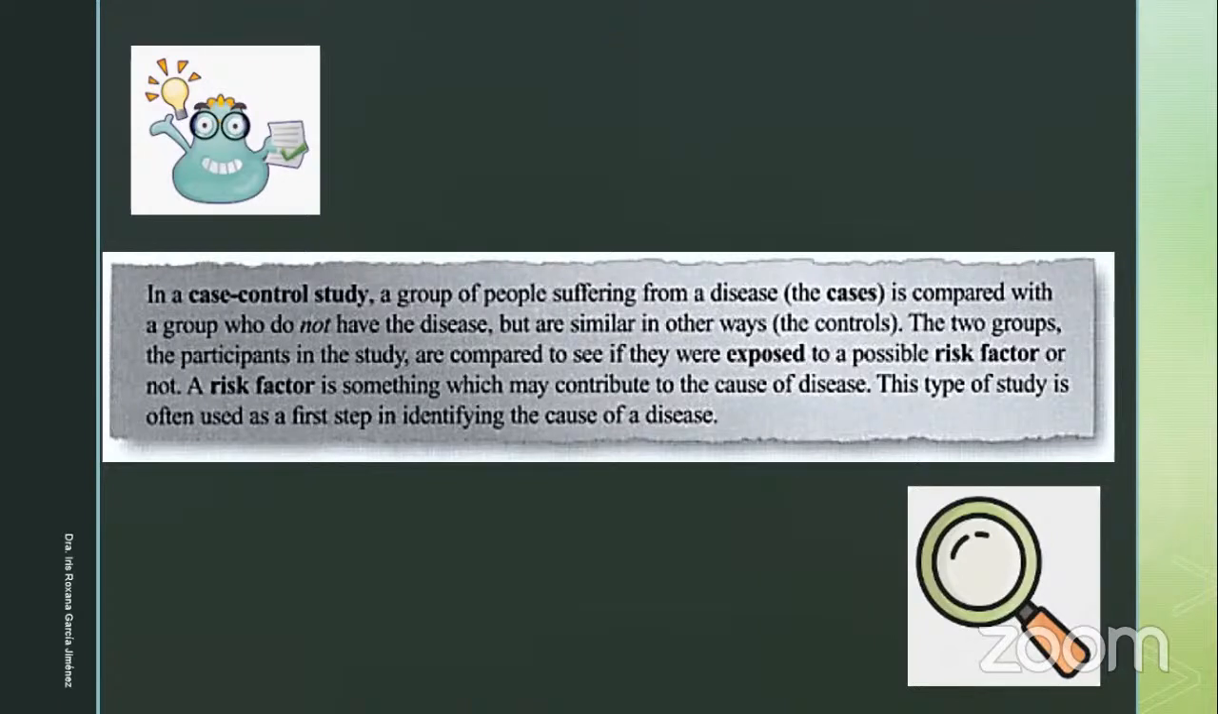The two groups, the participants in the study, are compared to see if they were exposed to a possible risk factor or not. A risk factor is something which may contribute to the cause of disease. This type of study is often used as a first step in identifying the cause of a disease. That's why the case control study is very, very important.